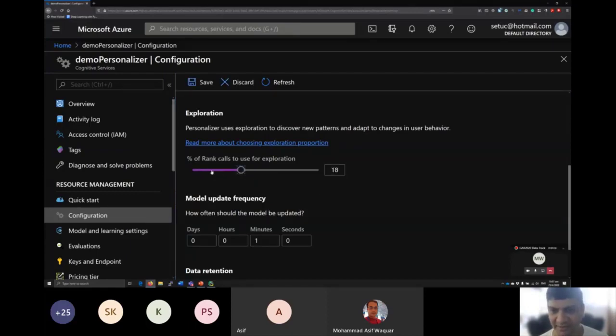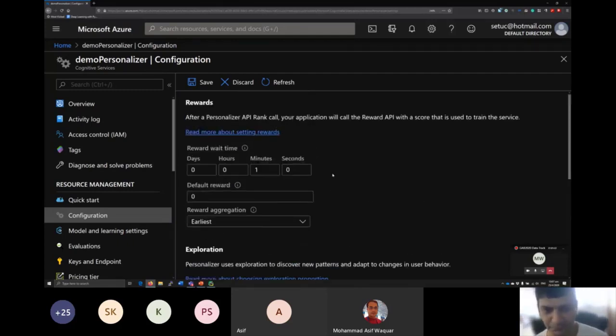So this is something that I can figure out and say that, hey, I'm going to do 5% exploitation, or, I'm going to do 25% exploration. And that will determine how many times it will go and ask choices, even though it knows that the correct choice is something else, right?